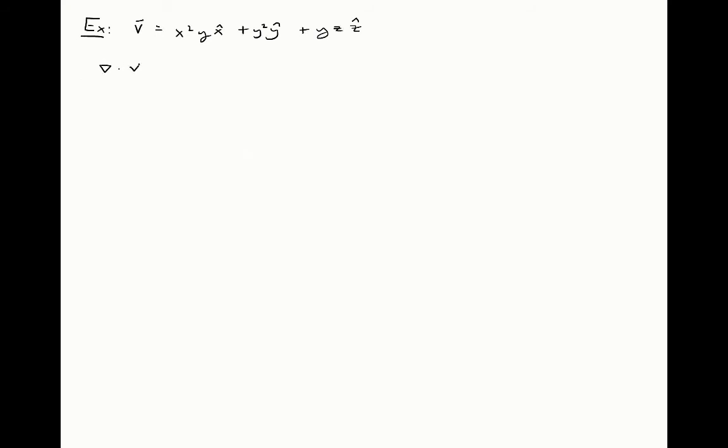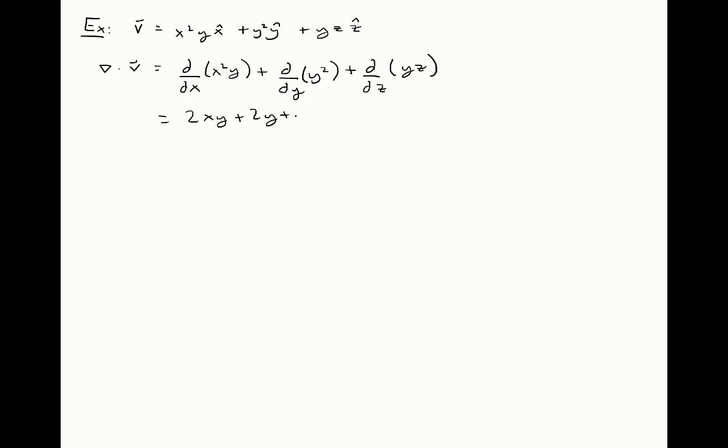Okay, let's calculate this. So we take the derivative with respect to x of the x component, add that to the derivative with respect to y of the y component, add that to the derivative with respect to z of the z component, which gives us 2xy plus 2y plus y. So that's 2xy plus 3y.